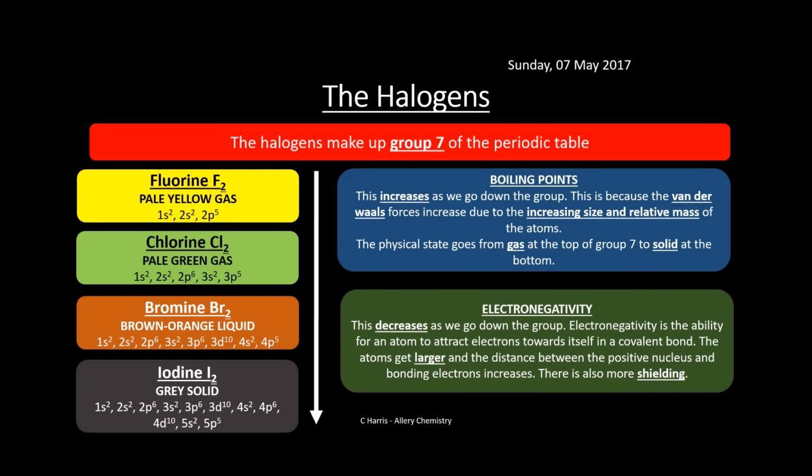The electronegativity decreases as well. So when we bond these halogens to, say, a carbon, for example, or another element in a covalent bond, the electronegativity decreases. The reason is that the ability of one of these atoms to attract electrons towards itself weakens. The atoms get larger, and the distance between the positive nucleus and the bonding electrons increases. We also have more shielding, so we have more shells between the nucleus and the outer electrons. So the electronegativity is a lot less for that reason.